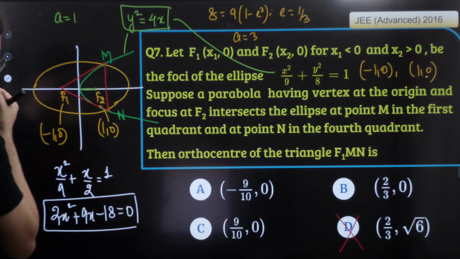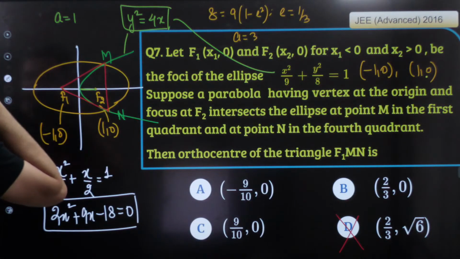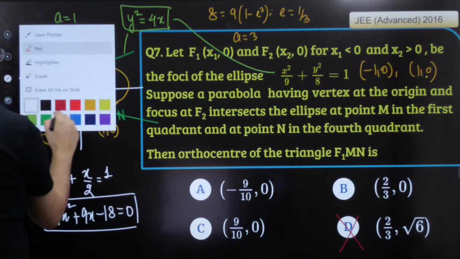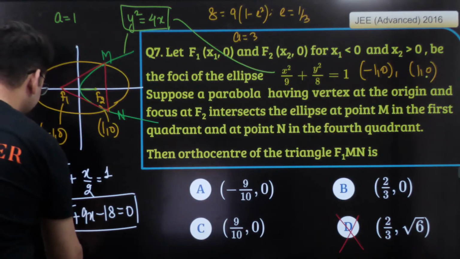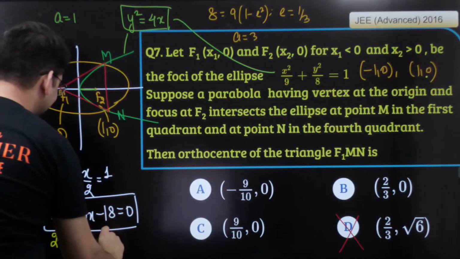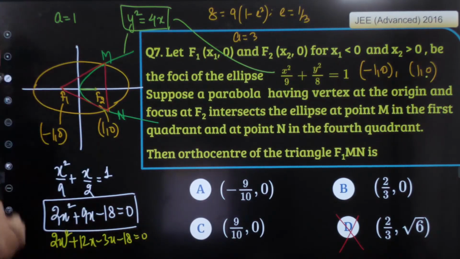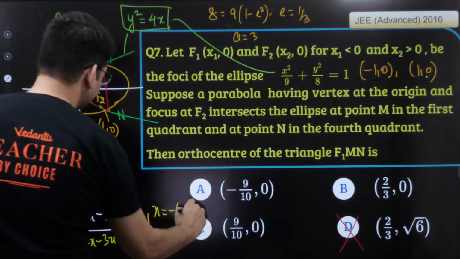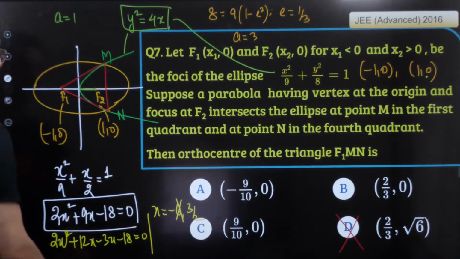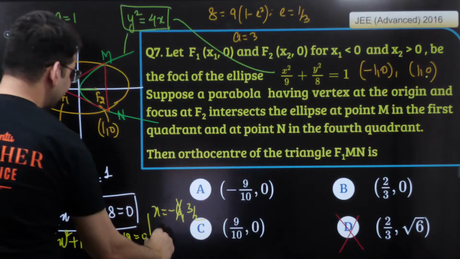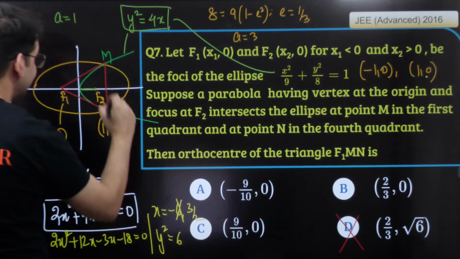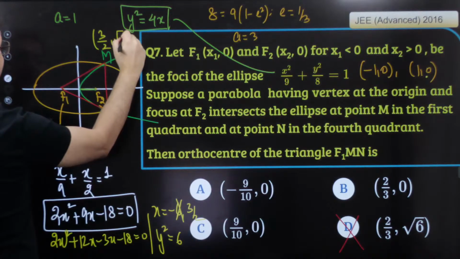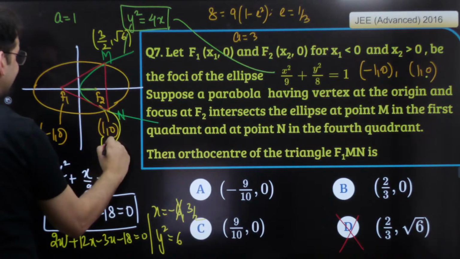Can you solve this quadratic? Can you factorize 36 into 12 and 3? So 2x square plus 12x minus 3x minus 18. Okay. Now x is clearly on the right side, so x is going to be 3 by 2. Two values, minus 6 and 3 by 2. This will be rejected. x is 3 by 2. Now y square is going to be 6. So this point is going to be 3 by 2 comma root 6, and this point is going to be 3 by 2 comma minus root 6.